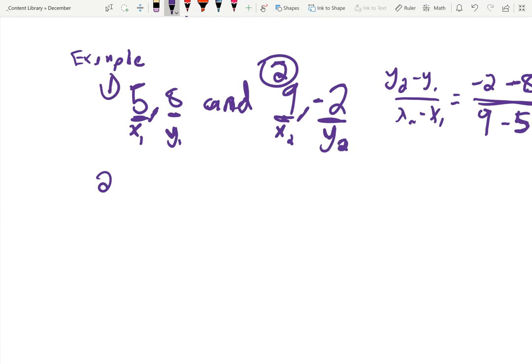All right, let's try a second example. There we go. My pen seems to be working a little bit better. Example 2. So let's look at the points -3, 11 and 2, 21.